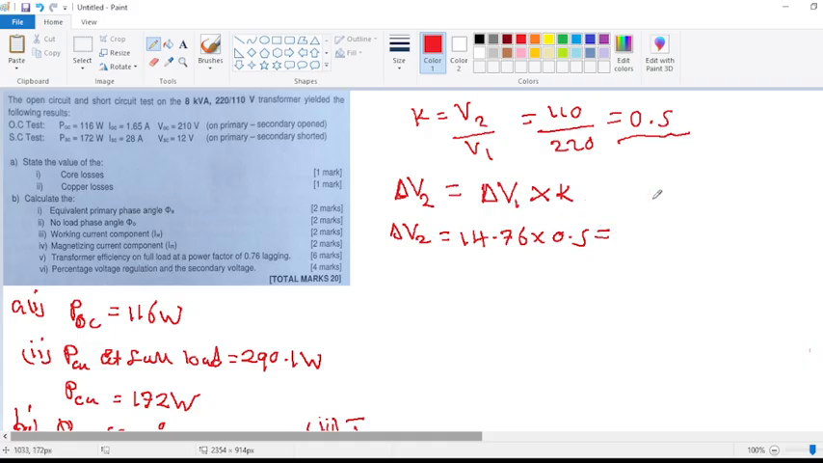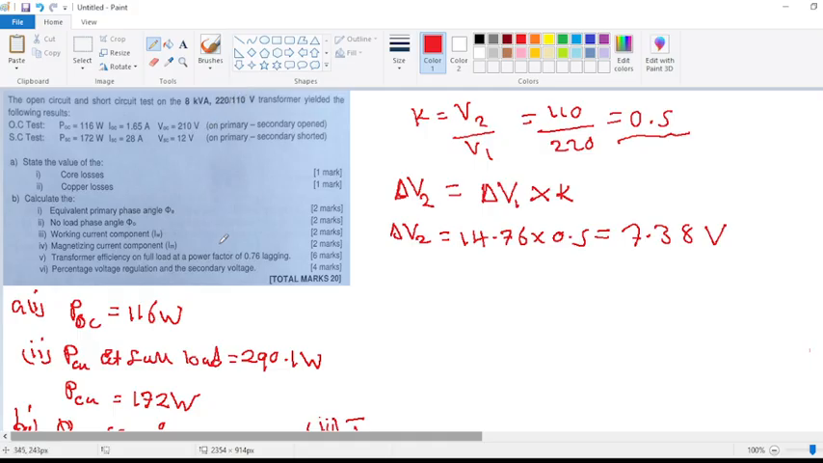So now we multiply by the power factor, I mean, not the power factor, but the turns ratio, which is 0.5. So 14.76 multiplied by the turns ratio of 0.5, you are going to have 7.38. 7.38 volts. This one turns out to be the voltage drop on the secondary side.